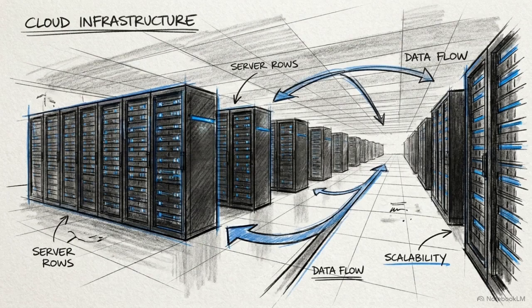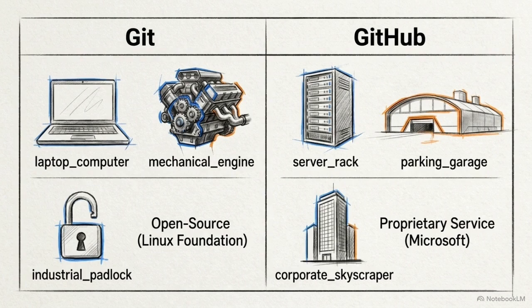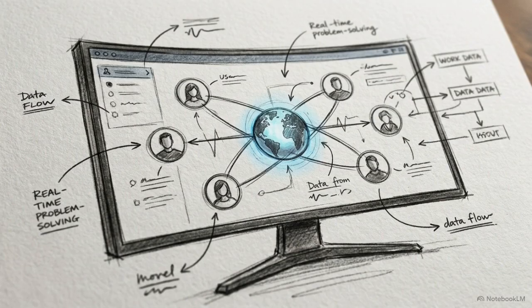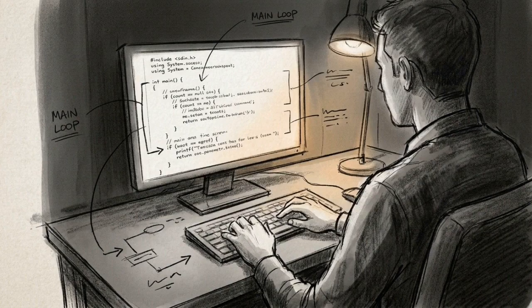GitHub, on the other hand, is a cloud-based hosting platform built on top of Git's architecture. Git is the engine managing the mechanical work of version control. GitHub is the garage where teams gather to work together. Ownership differs too. Git is open source, maintained by the Linux Foundation. GitHub is a proprietary service owned by Microsoft. Git is the underlying system tracking your changes locally, while GitHub is the centralized platform to host and share those changes with the world. Let's look at how Git functions on its own.